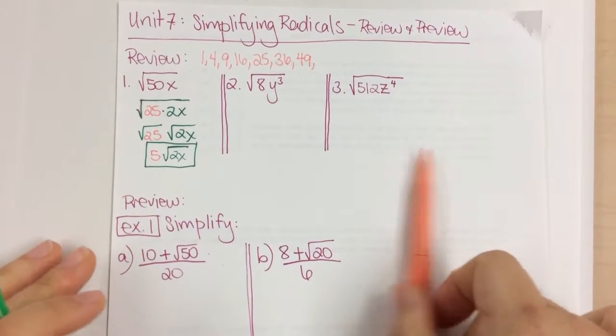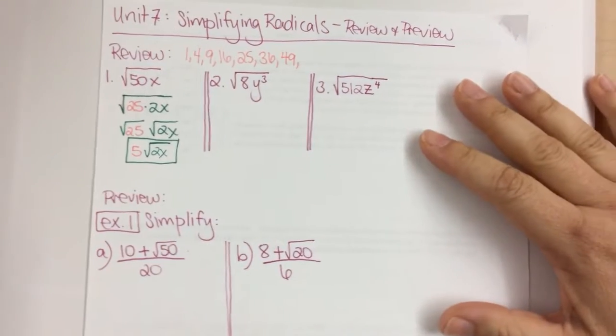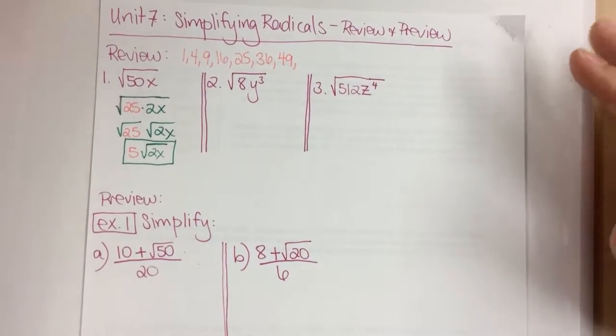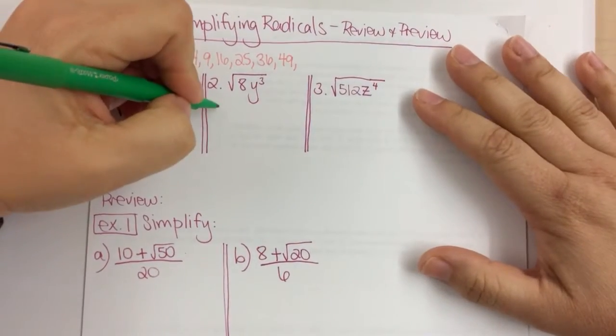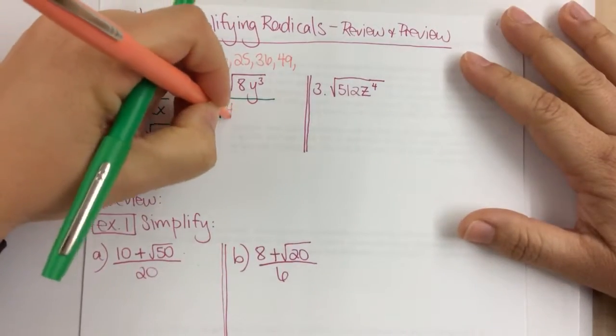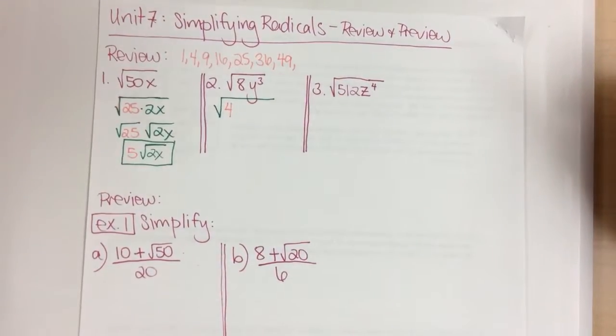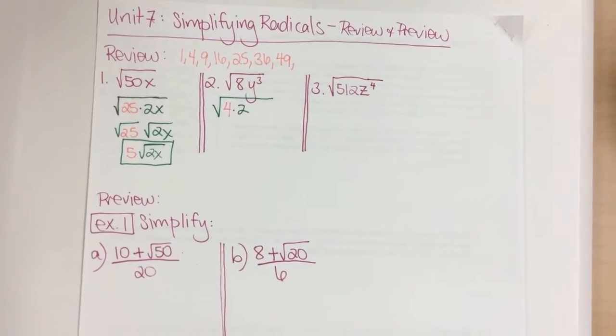Now the next two, I'm going to guess you got the number part right, and then maybe some of you struggled with the variable part. So let's talk about that. So what perfect square goes into 8? We can clearly see that it's going to be a 4. So we have a radical. 4 goes evenly into 8 from my list here. 4 times 2 makes 8.